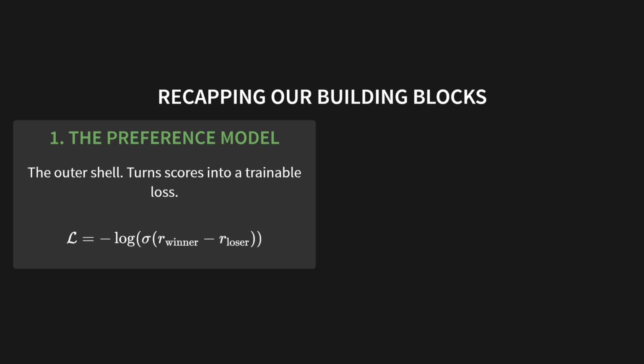Recapping our building blocks. First, we have the preference model. This is the outer shell. It turns scores into a trainable loss. The formula is loss equals negative log of sigma of our winner minus our loser.